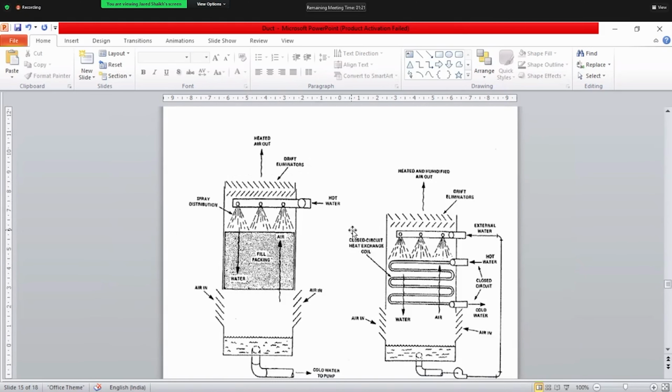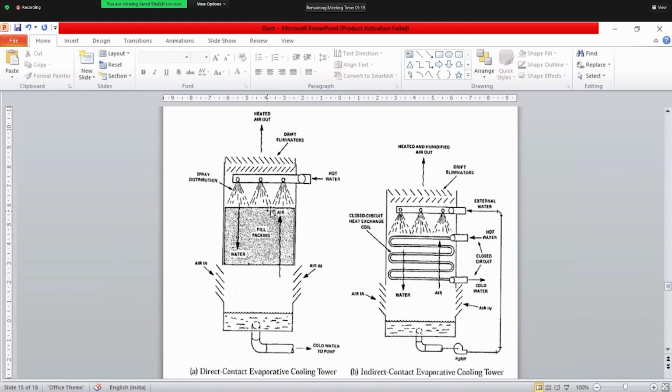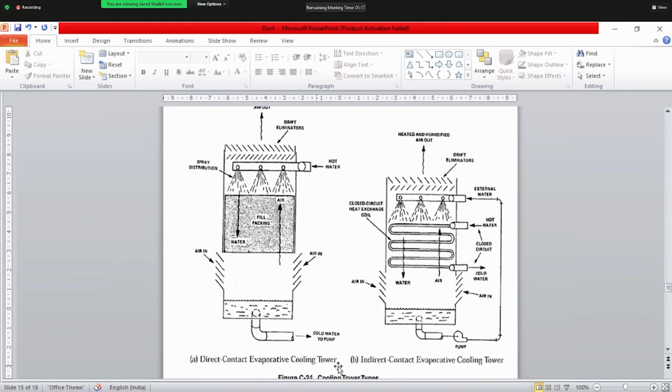So as we have already discussed, these are two types: direct contact evaporative cooling tower and indirect contact evaporative cooling tower. So why is it called direct? Because the water and the air are coming in direct contact with each other. So we are calling it direct contact evaporative.